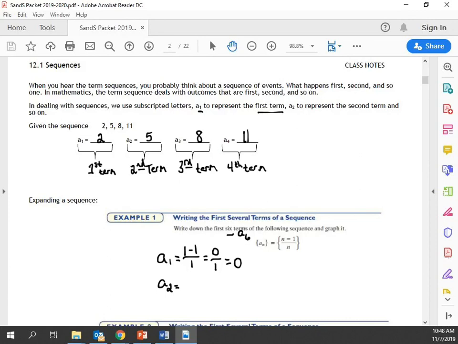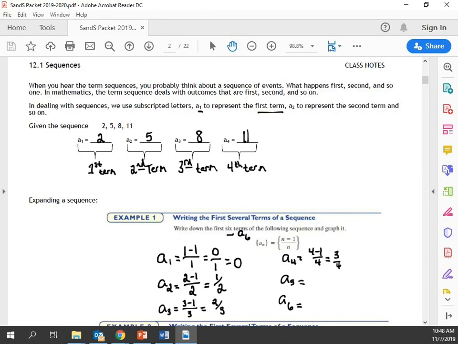A sub 2 means now that N equals 2. And now you're left with 1/2. A sub 3 means N equals 3. 2/3. I think you guys are getting the idea here, right? Keep going. Let's stop at A sub 5 and A sub 6. You get the idea of how to plug it into the equation now and get your answer.